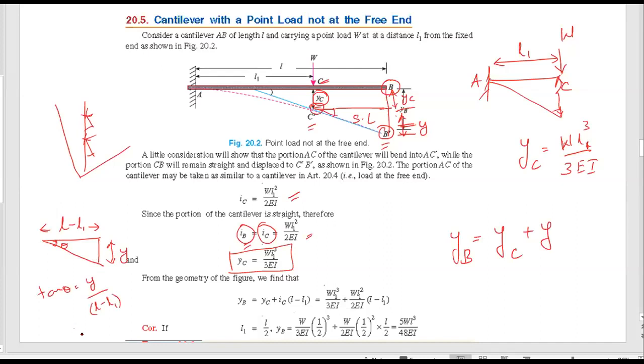Therefore, theta at C multiplied by L minus L1 is equal to Y. Therefore, I can substitute the value of the slope at C into L minus L1, which is the deflection at the free end. Therefore, we can find the deflection at the free end by considering the small region BC as a straight line.